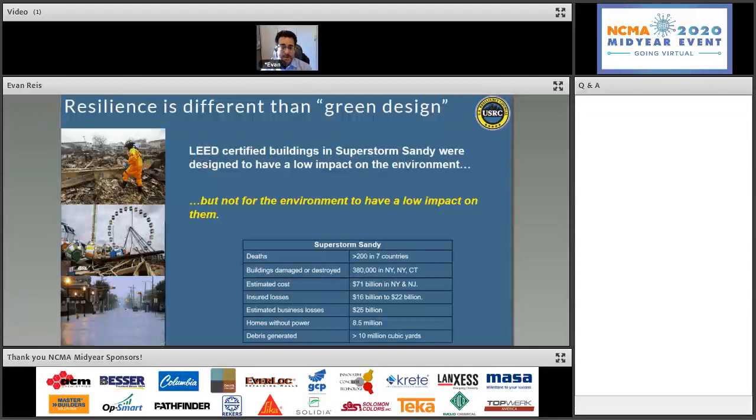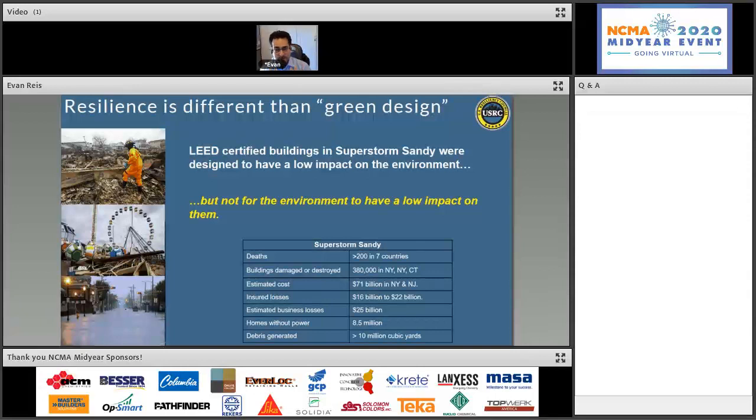I think the clearest example of this that we have in recent memory is Superstorm Sandy. Remember when that happened nearing a decade ago? Superstorm Sandy struck the New York, New Jersey, Connecticut area. And that was an area of the country that had really done quite well in green design. There were many thousands of buildings that had incorporated green design, many hundreds of buildings LEED rated.